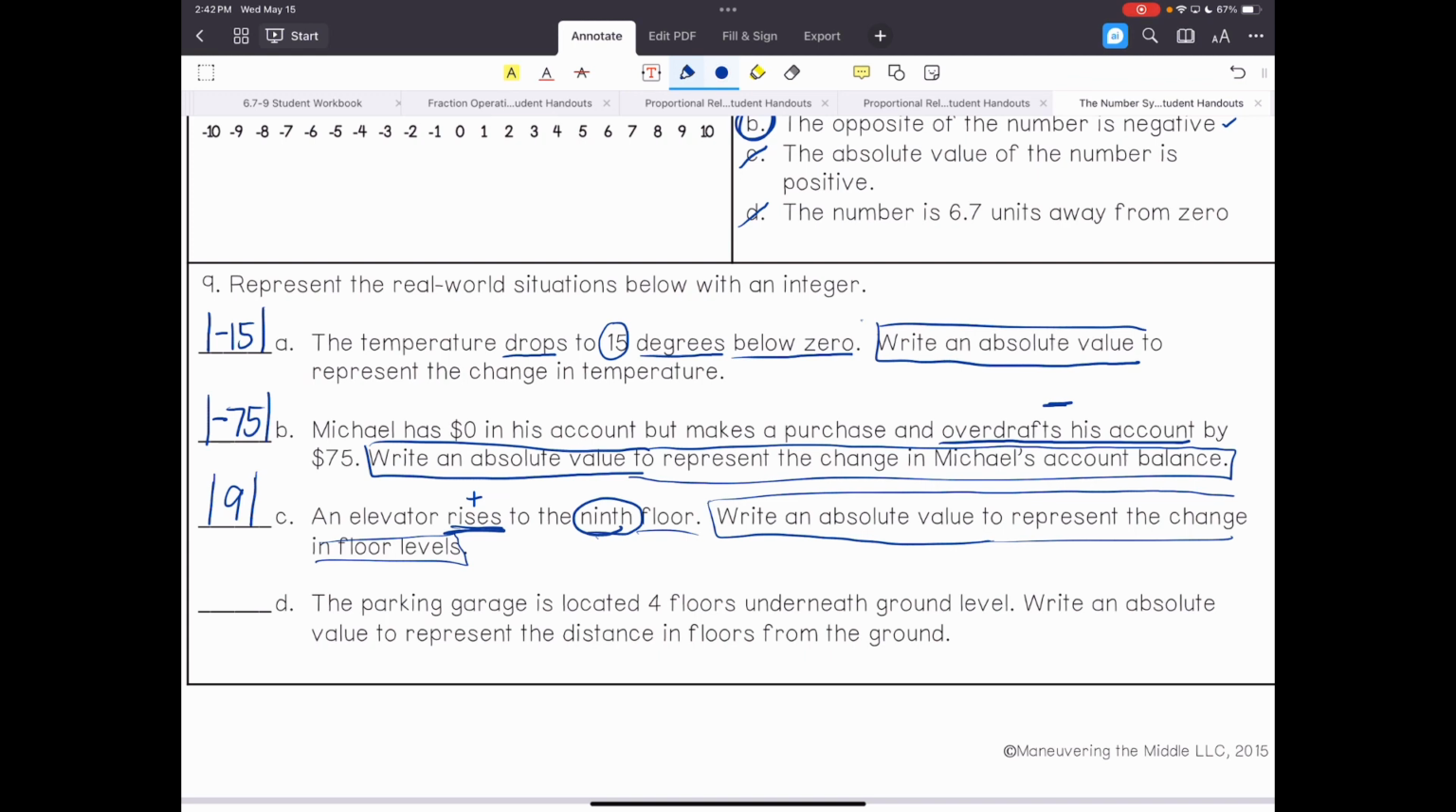The parking garage is located 4 floors underneath ground level. So 4 floors, the word underneath tells me negative. Write an absolute value to represent the distance in floors from the ground. So the negative 4, because it's 4 floors underneath ground level, and then we're going to take the absolute value of that.